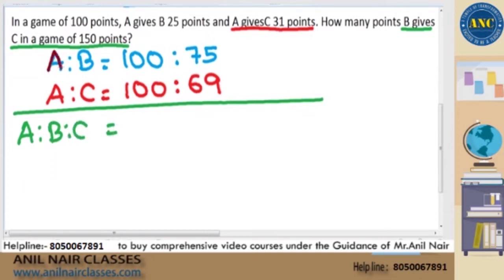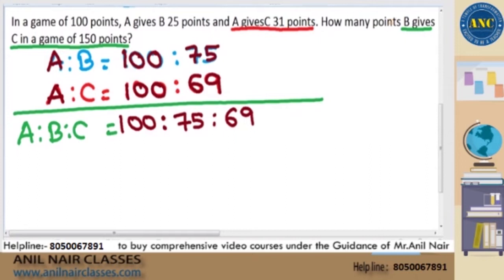There are two places where A is present. In both places you have the same value, 100. Write down the same value for A as 100. B has only one value, 75. Write down 75. C has only one value, 69. Write down 69.